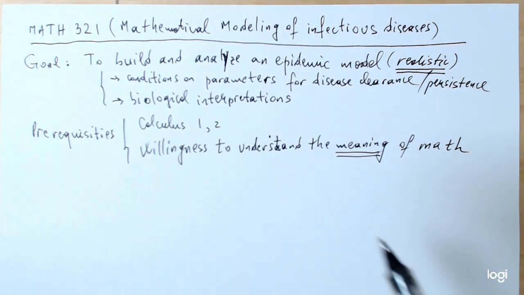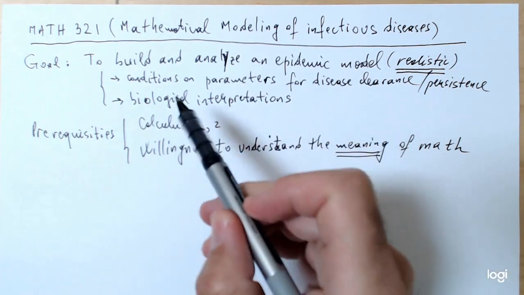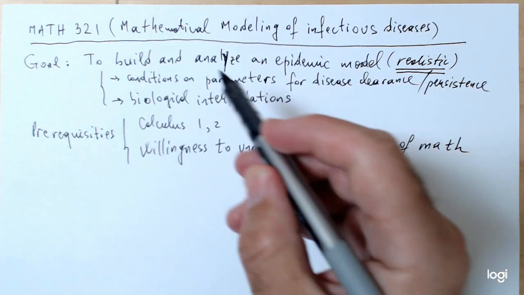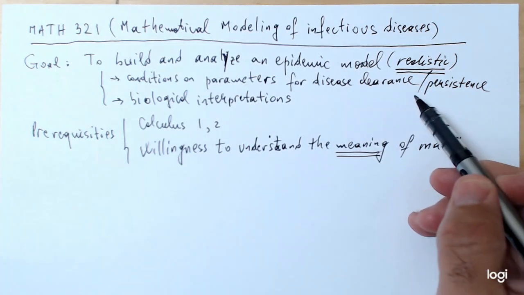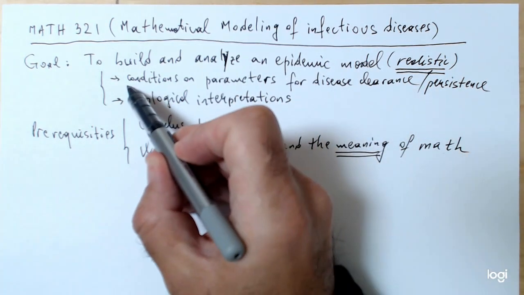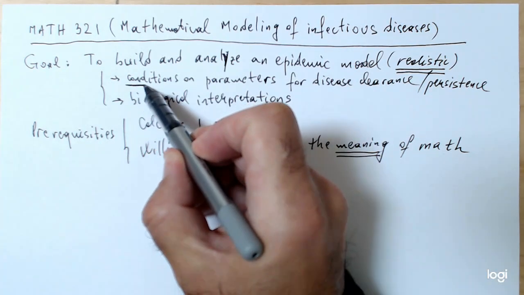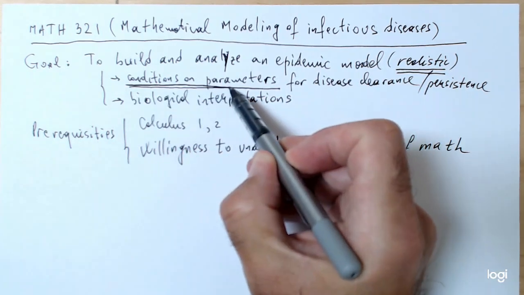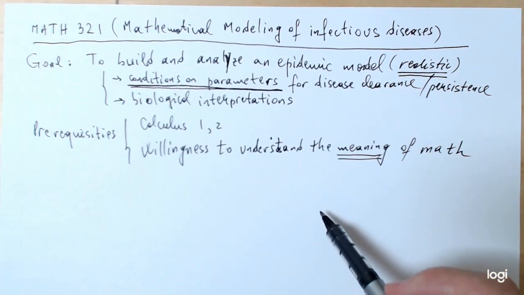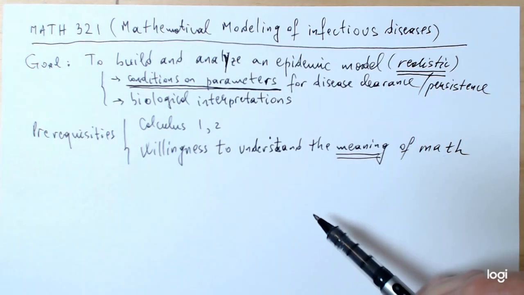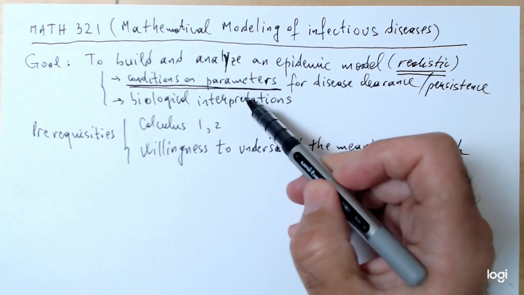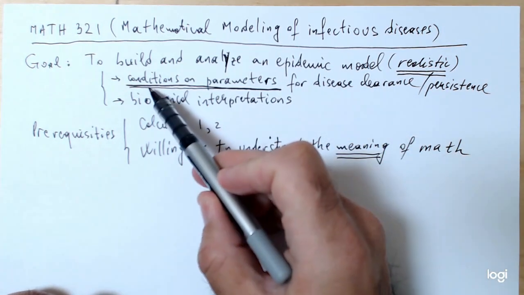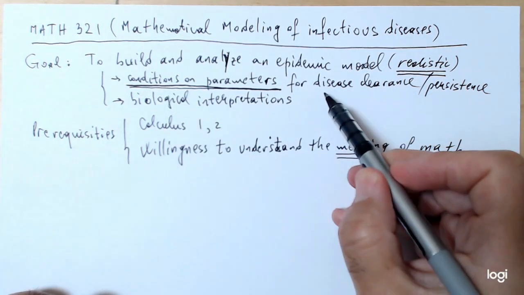So not only to build the model, but also to analyze those models in terms of conditions and parameters for disease clearance or persistence. There are lots of questions you can address once you build a model, but at the very least, pretty much any math biology paper that deals with models like this will want to figure out conditions on the parameters. Those parameters will mean something in real life, obviously, like infection rate, vaccination, death rates, recovery, and so on and so forth. They will put conditions on these parameters for various outcomes.